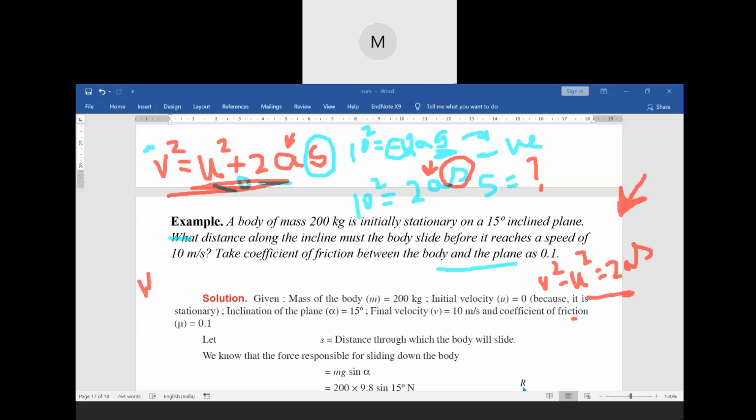So can you do this numerical, students? Can you do this numerical? Yes, sir. Okay, try to do it. If you have any problem, tell me. I will discuss it in the next class.